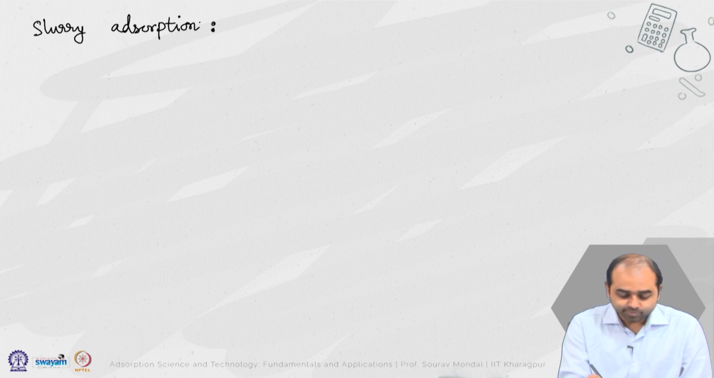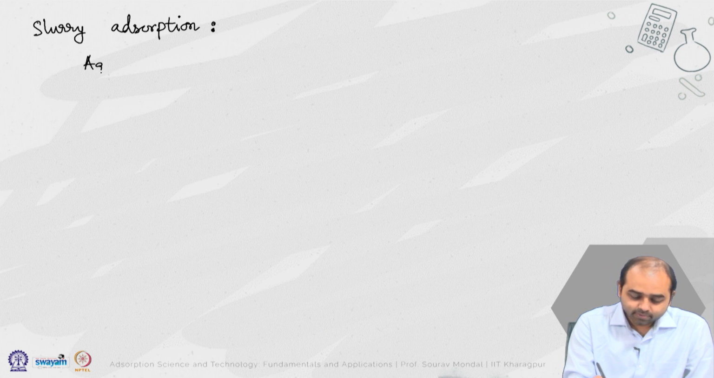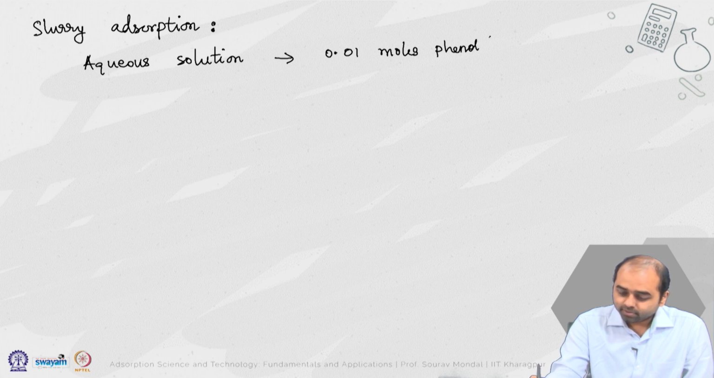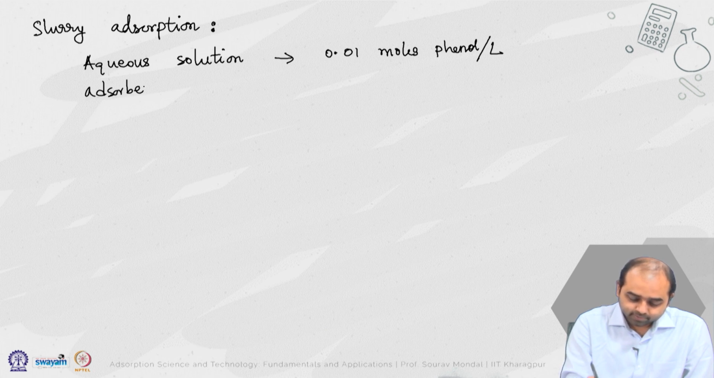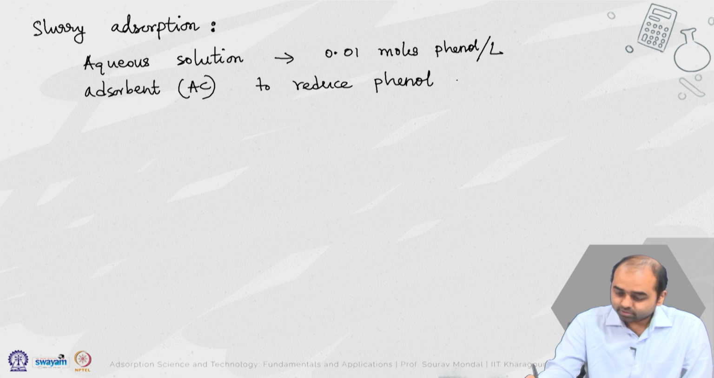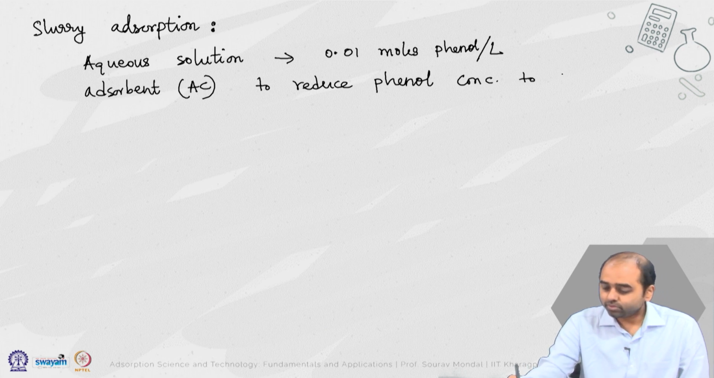Let us say we have an aqueous solution which contains 0.01 moles phenol per liter, and this is to be treated with an adsorbent, activated carbon, to reduce the phenol concentration to subsequently low values.